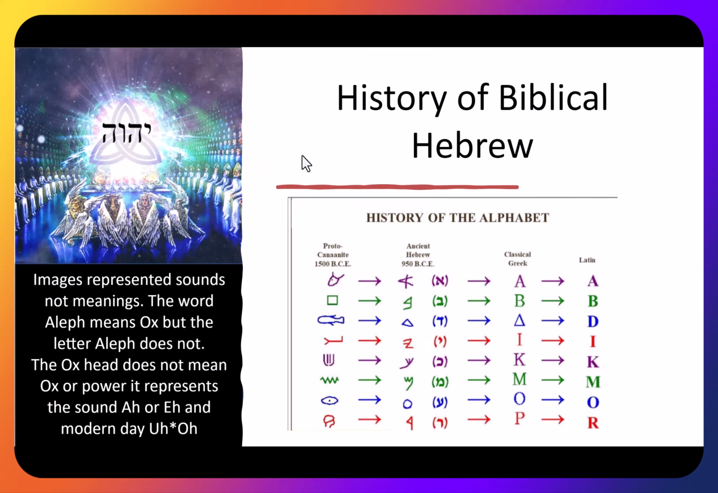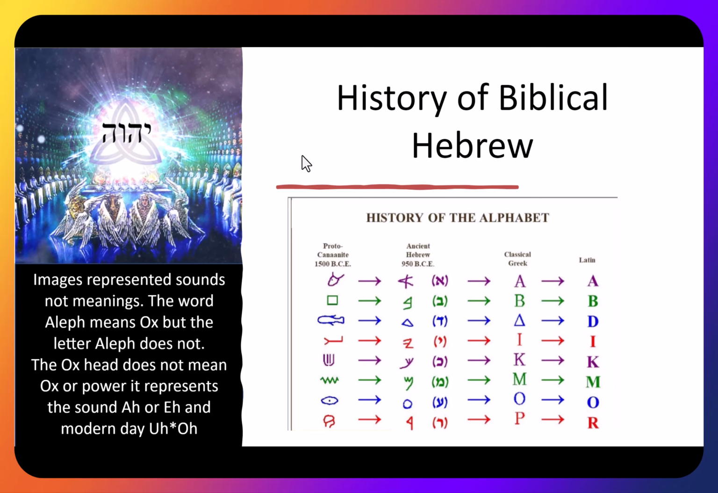Now, the history of biblical Hebrew, from the Proto-Canaanite into even Latin. So yes, the classical Greek and the Latin are also derived, and many of their letters are derived from the Hebrew language. Now, the letters themselves do not have meanings. The word aleph has a meaning, which means ox or power or leader. Those words are used for the pronunciation of the letter, but in and of itself, the letter does not have that meaning.